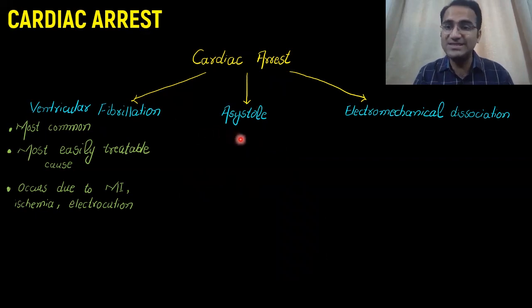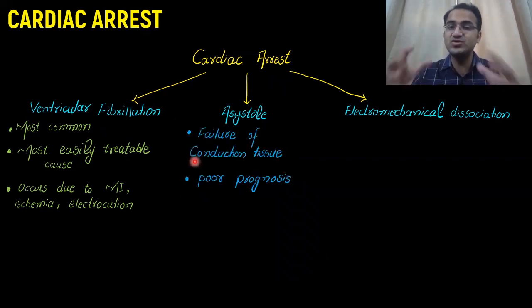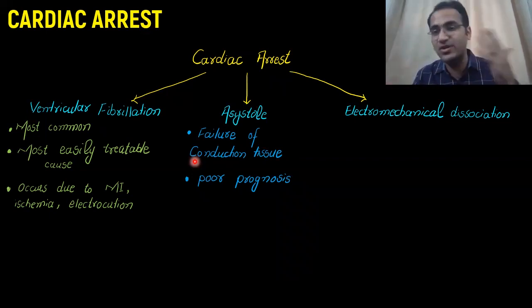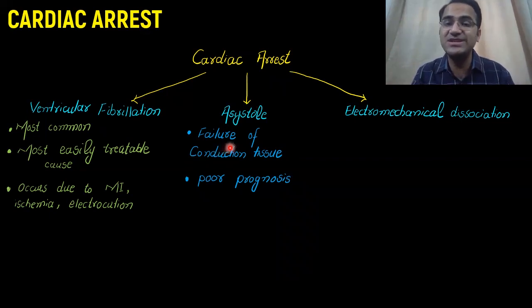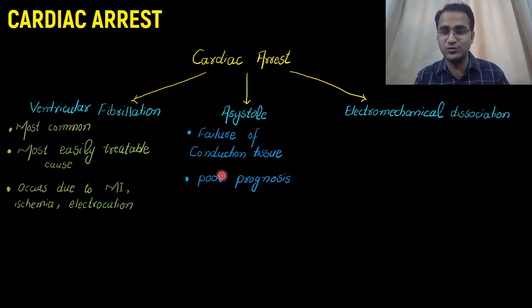And the second one is asystole. In asystole, there is no systolic contraction of the heart. Whenever there is no systolic contraction, the blood is not pushed out to the body, so there are no pulses. It is basically due to failure of the conducting system, and it has a poor prognosis.